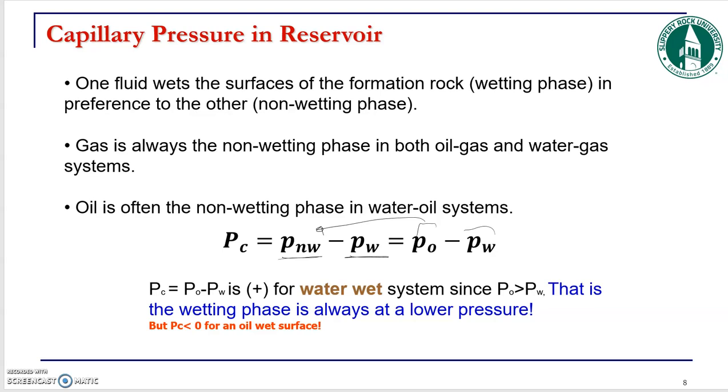If you have a water gas system or oil gas system, the gas is always the non-wetting phase. So in that case, you define the capillary pressure as P gas minus P water if you have a gas water system, or you define Pc is equal to P oil minus P water if you have an oil water system. All right, so we will continue on this topic.